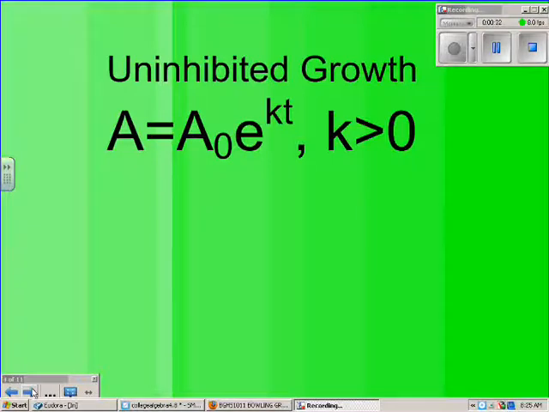Now later on when we talk about decay, it's going to be the other way around. k is going to be less than 0. I think that's kind of easy to remember. If something's growing, what's going to be bigger than 0? It's going up. If it's less than 0, it's going down.